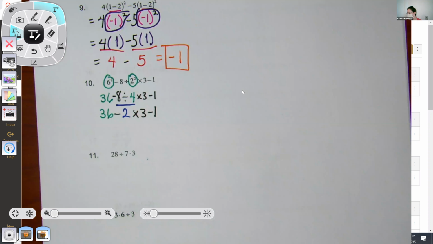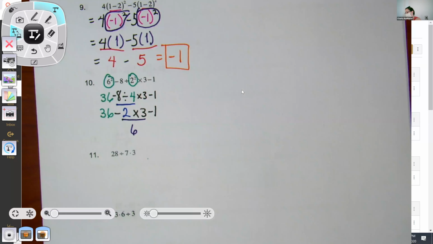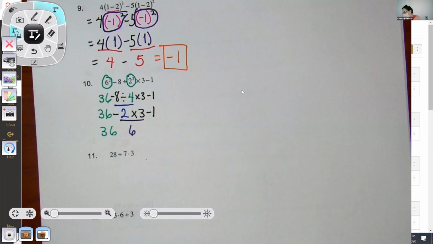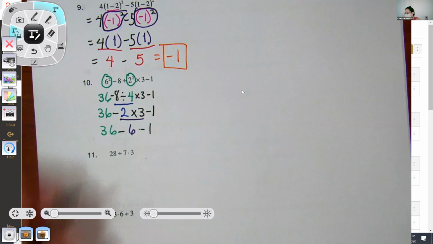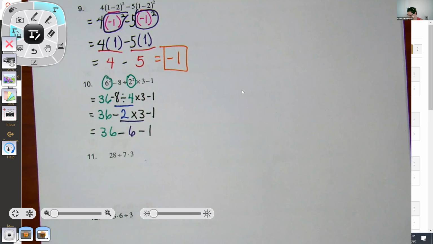All right, so next I have a multiplication that I need to do. 2 times 3 is 6, and then I'm going to bring everything else down. So that's 36 minus 6 minus 1. Now I can just subtract straight across. 36 minus 6 is 30, and then 30 minus 1 equals 29.